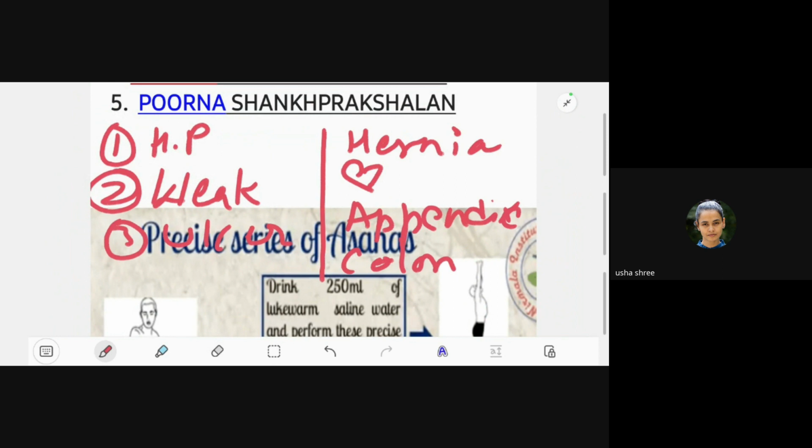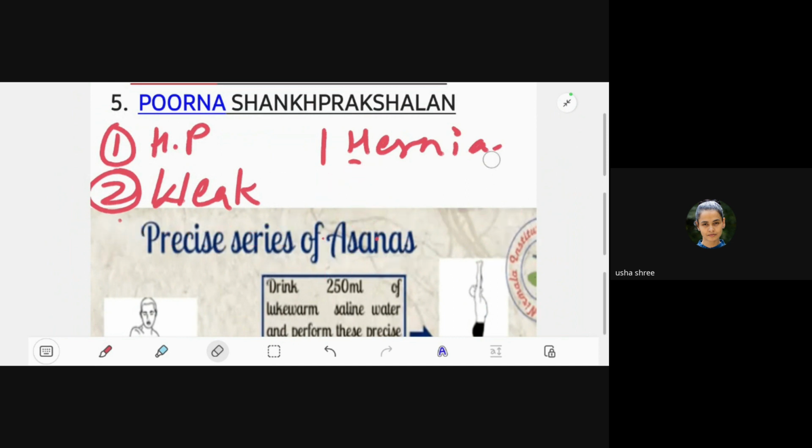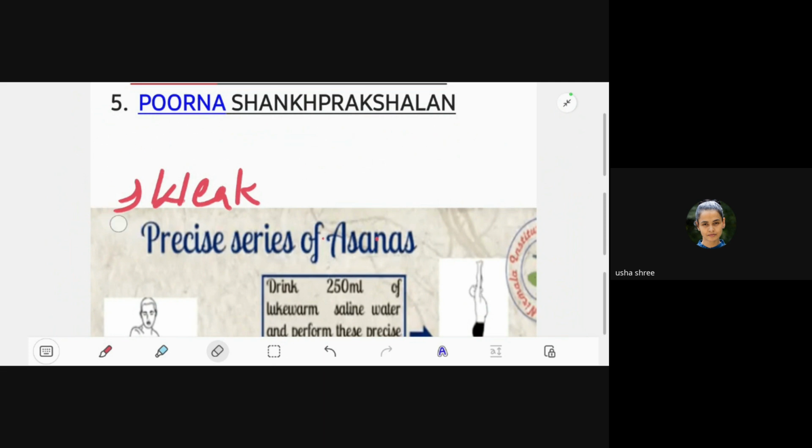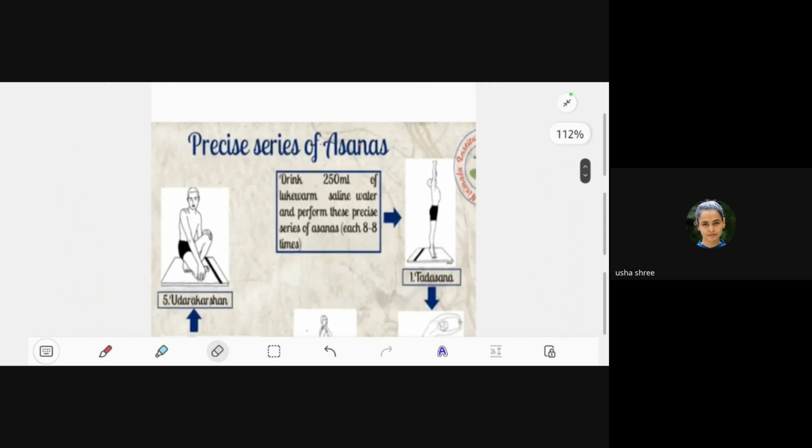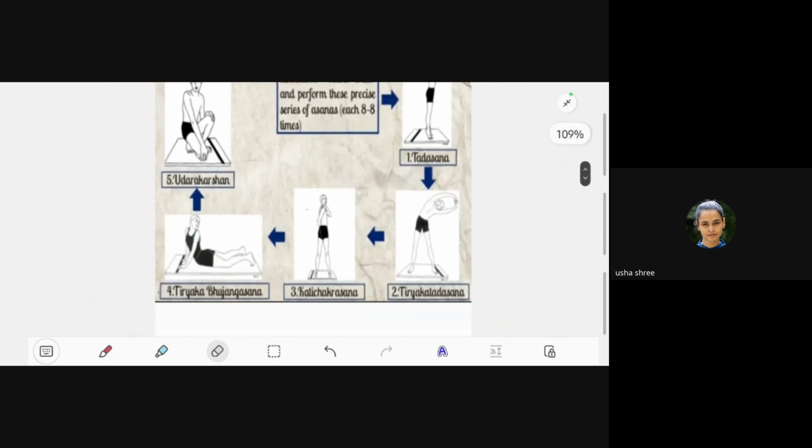Laghu Shankh Prakshalana shall be practiced nowadays on a weekly basis. The only thing going to be asked from this portion is the series of asanas. We have to remember the sequence of these asanas. These are the asanas, first six.